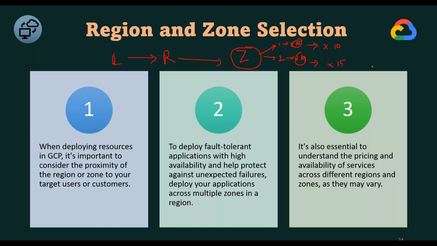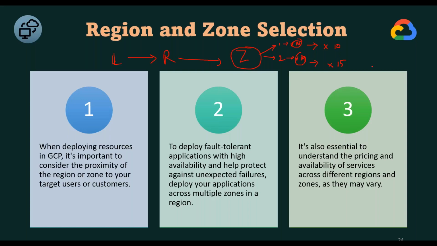So what they say is that it is important to understand the pricing and availability of the resources, because the cost may vary between multiple regions and multiple zones. For the same service, the cost in one zone could be something, and in another zone it could be something else. So we should understand that the cost may vary between zones and between regions.